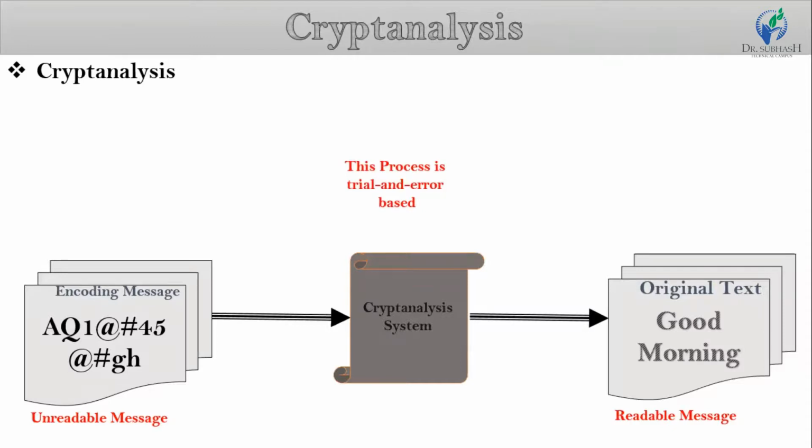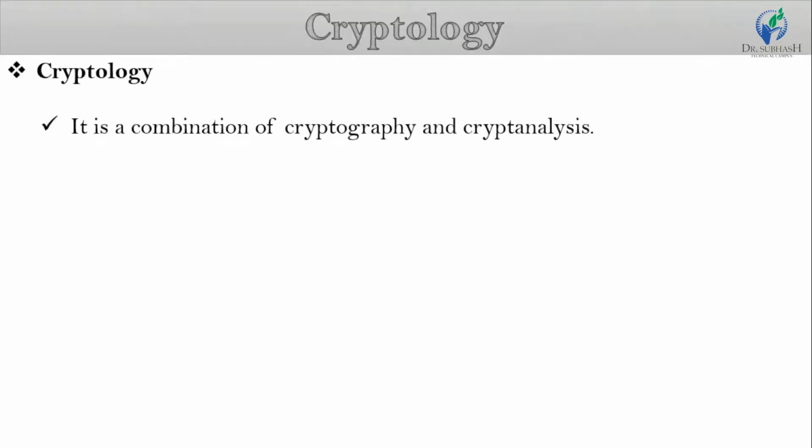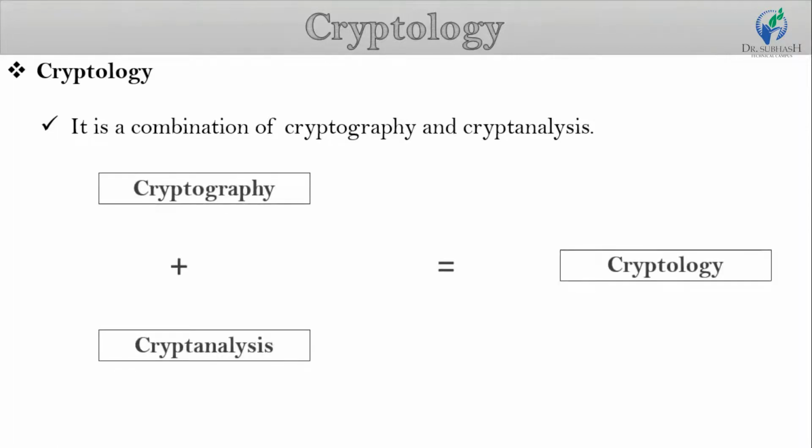Now I explain what is cryptology. Cryptology is a combination of cryptography and cryptanalysis. Means in cryptology we use those types of techniques which are used to convert plain text to ciphertext and ciphertext to plain text with different algorithms and mathematic techniques.